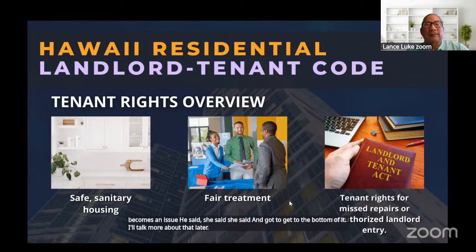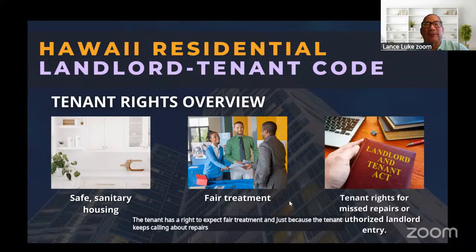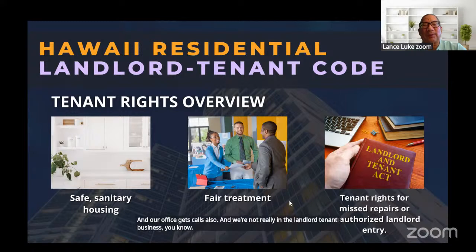The tenant has a right to expect fair treatment, and just because the tenant keeps calling about repairs to be made, that doesn't give the landlord or property manager excuse to ignore the tenant or say, hey, this guy's a crybaby all the time. He keeps making complaints all the time, for no reason. And our office gets calls also. And we're not really in the landlord tenant business. We deal with construction and buildings, but we get the call asking, oh, is this right?